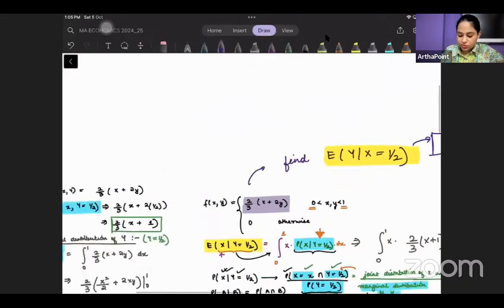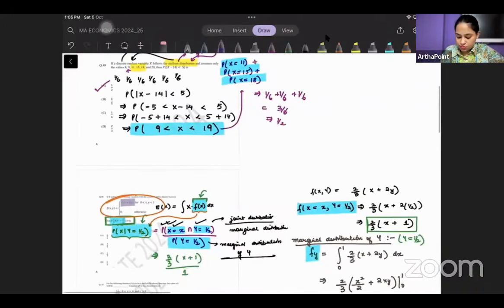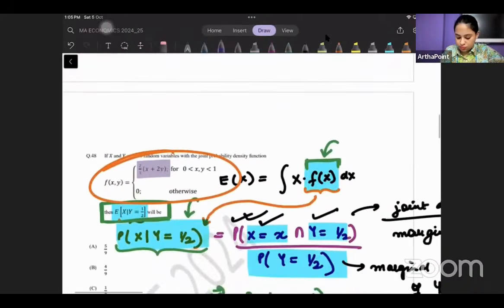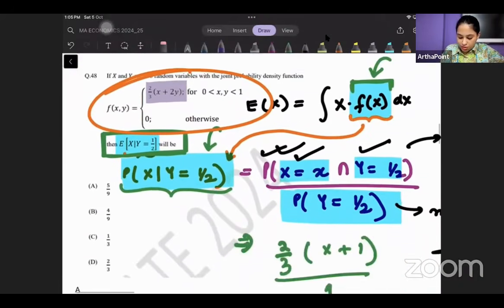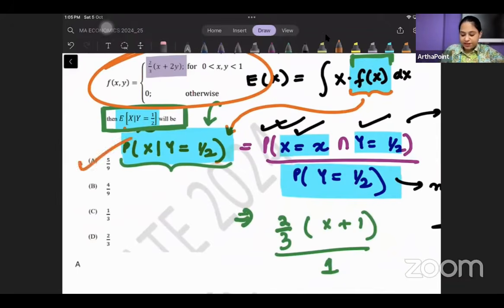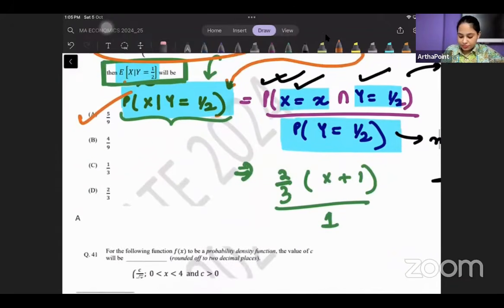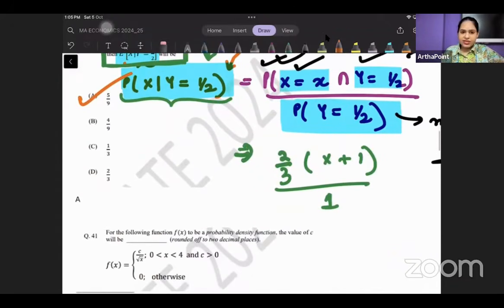Okay, let's look into the next question. So the answer to this one is 5/9. Give this one a try. This is easy. Question number 41.